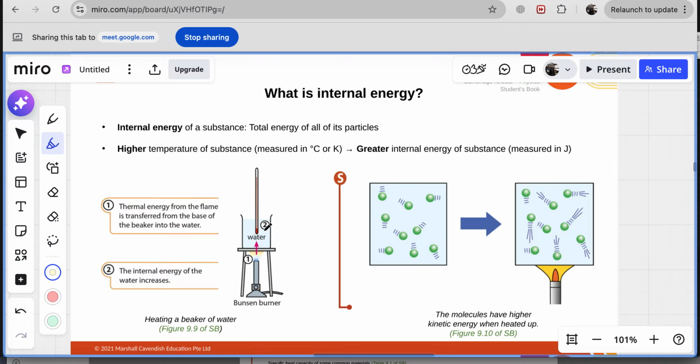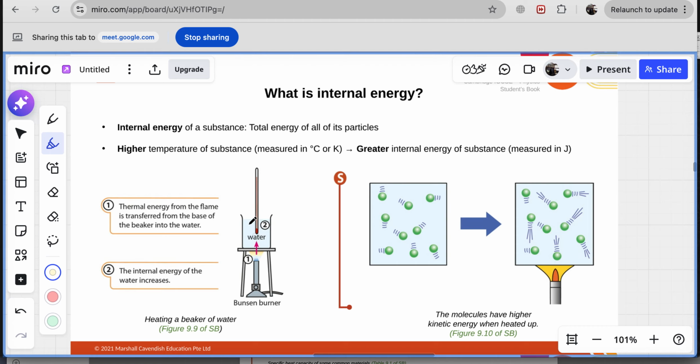It's passed on to the water. The water gains average kinetic energy. So each particle of the water gains energy, and then further increases. So the internal energy of the water increases because the thermal energy from the flame is passed to each of the particles of the water.